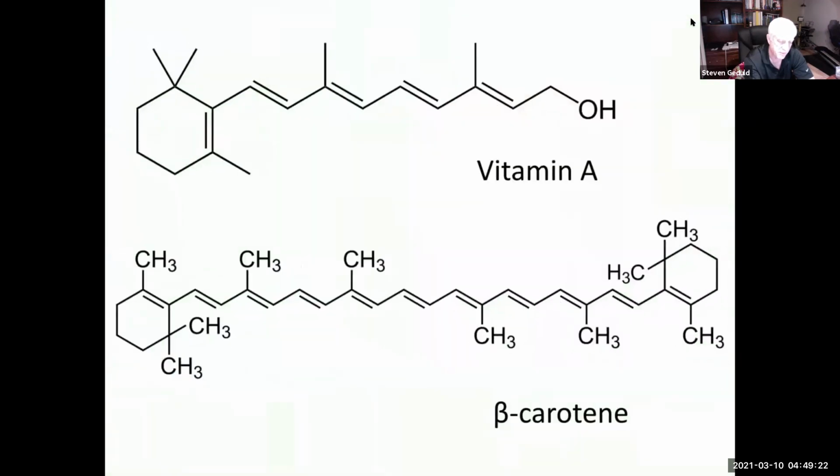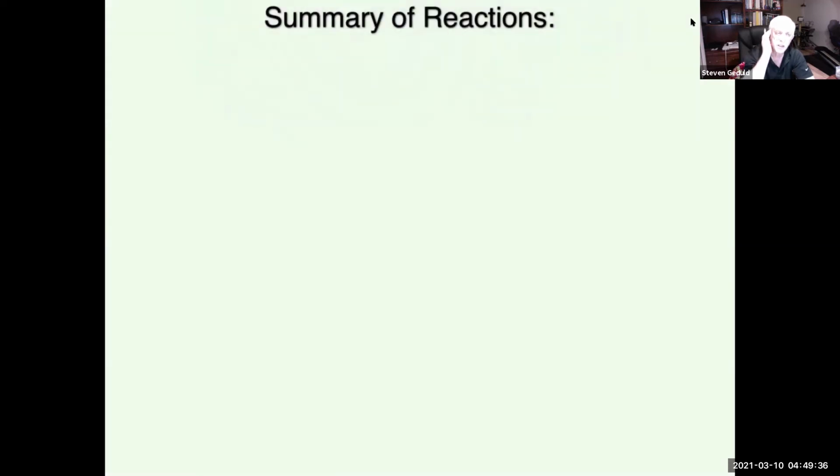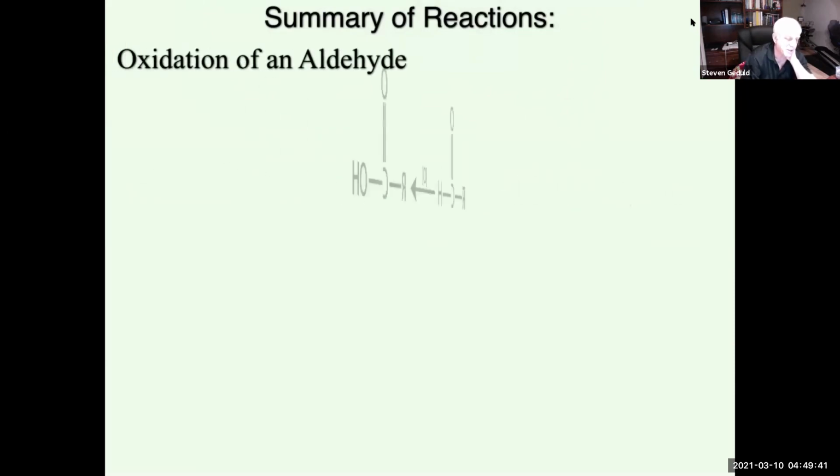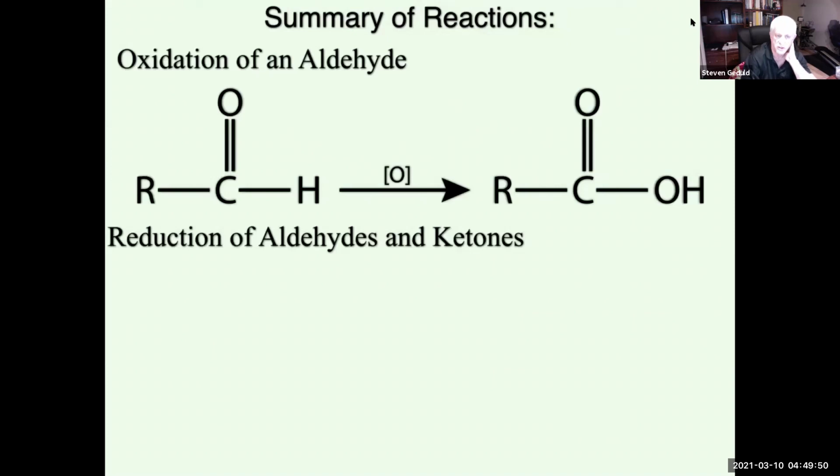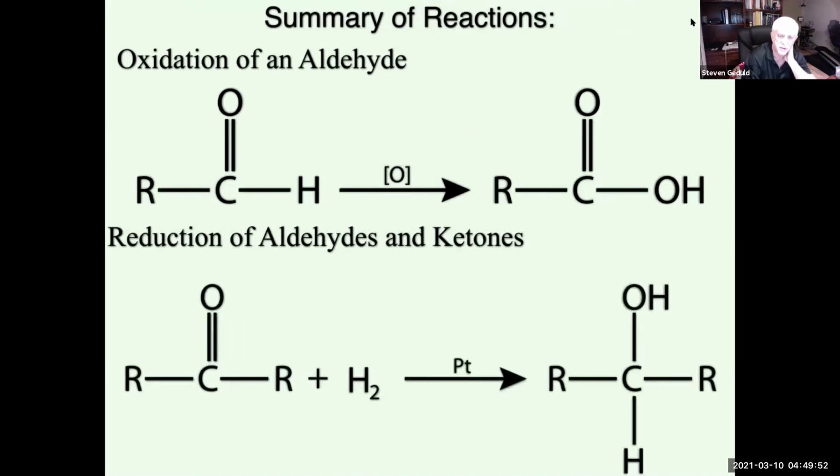Okay. So this is vitamin A, and this is beta carotene. See the similarities? And this is converted in the body to vitamin A through a series of enzymes. Okay, summary of the chapter. This is what we've done. Oxidation of aldehydes. Aldehydes oxidize to carboxylic acids. Reduction of aldehydes and ketones. Ketones can reduce to a secondary alcohol. Aldehydes reduce to a primary alcohol.